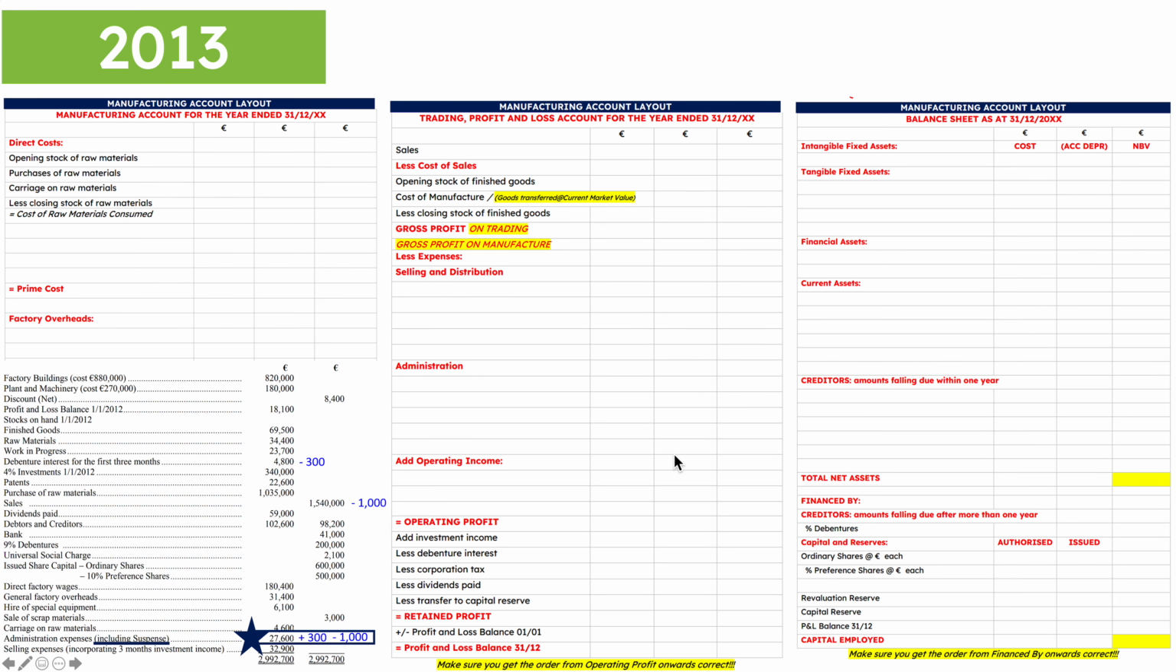So here we have then debenture interest for the first 3 months. We've got 4.8 minus 3, so that is 4.5 there. Then we have sales, 1,540 minus 1,000 here. And then we have admin expenses. So we have 27,600 plus 300 minus 100. And that's 2013 done.